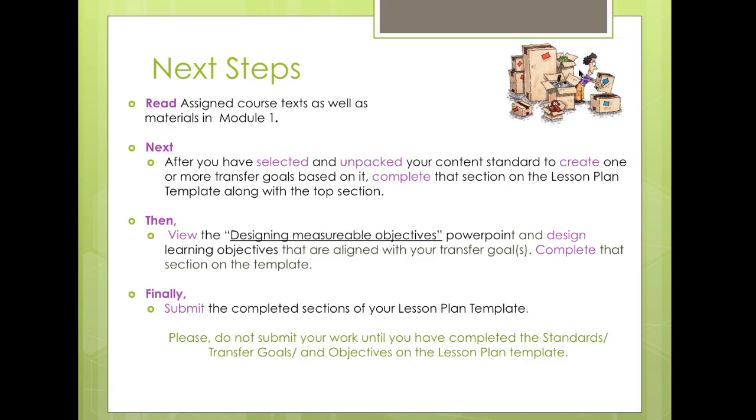So for the next steps, you need to, of course, read the assigned course text as well as the materials in Module 1. After you've selected and unpacked your content standard and created a transfer goal based on it, you're going to complete those sections in the lesson plan template. And then you're going to view the next screencast on designing measurable objectives, which is the other part of the assignment for Module 1. You complete that section, and then you'll submit all the completed sections of your lesson plan template to the assignment Dropbox. Don't submit your work until you've completed it all, because you'll have to resubmit it.